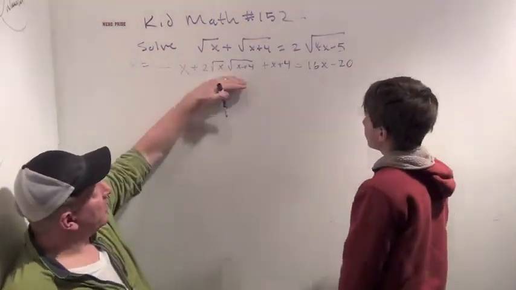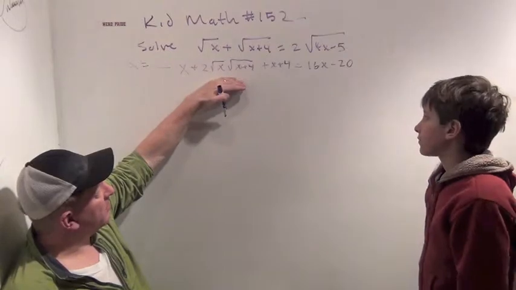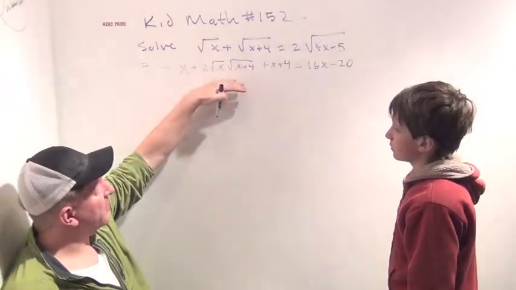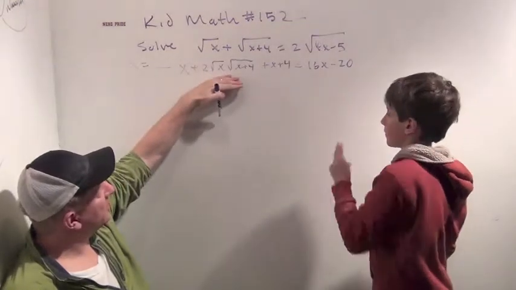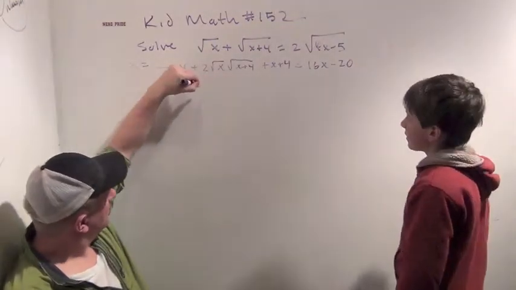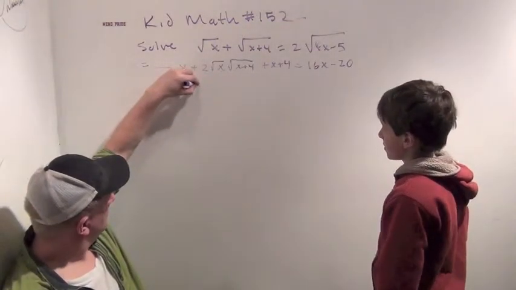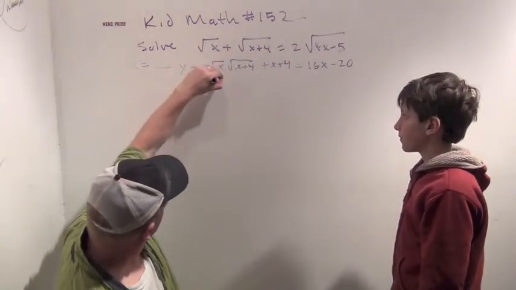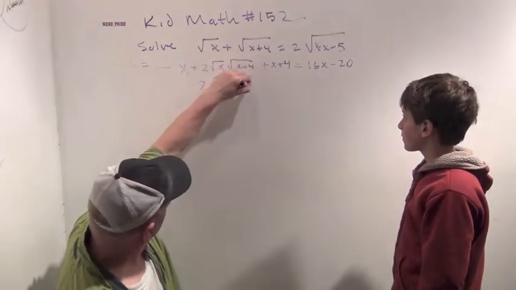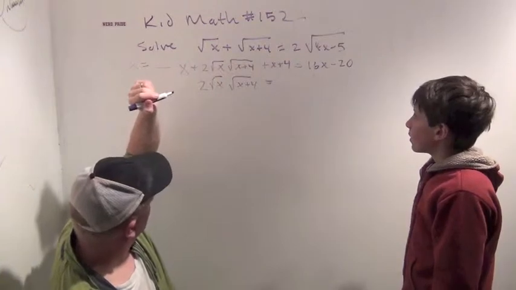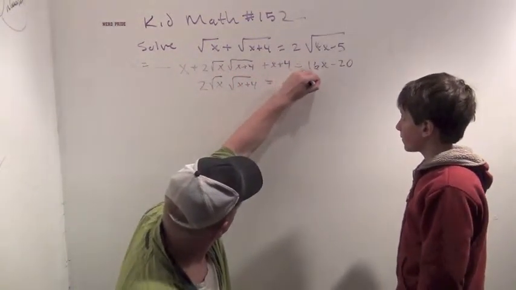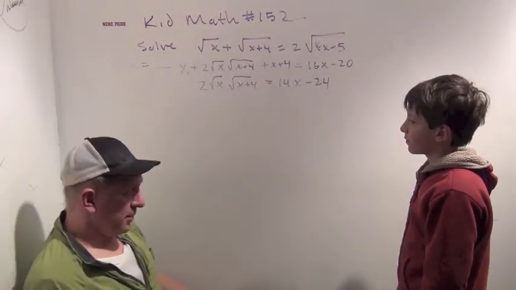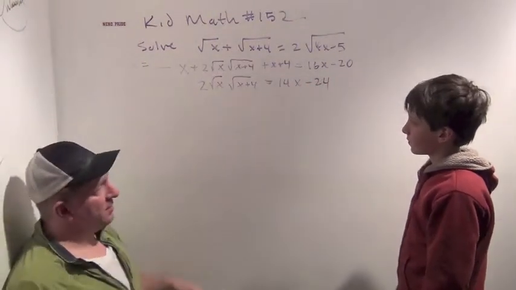We know how to get rid of square roots by squaring, but the problem is if there are other terms with it, they get jumbled up in those cross terms. So if we can get this all by itself, we'd be thrilled. So we get 2 times the square root of x times the square root of x plus 4 equals 14x minus 24. Great. Now this is all by itself.